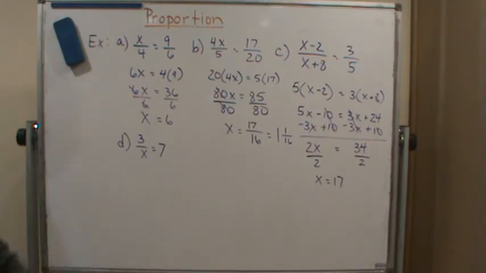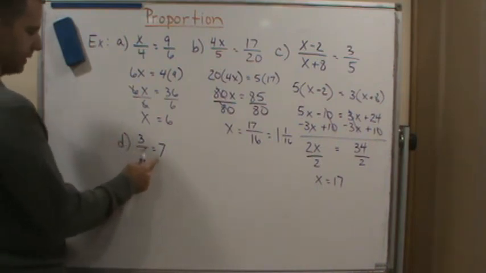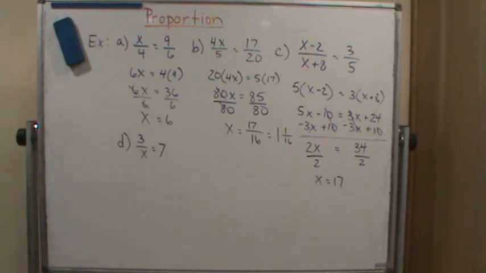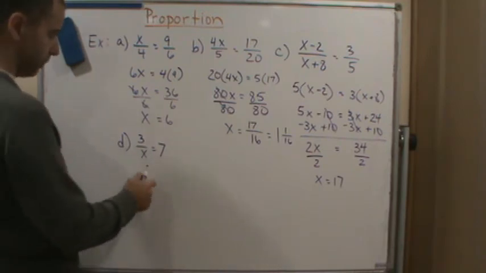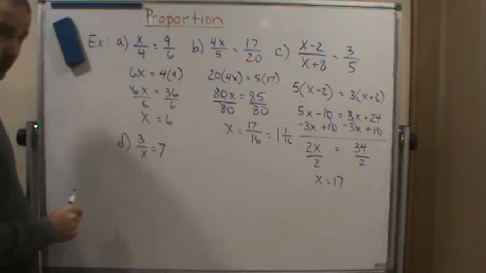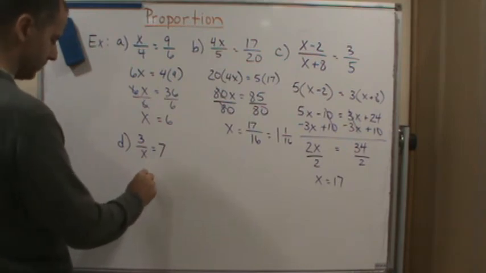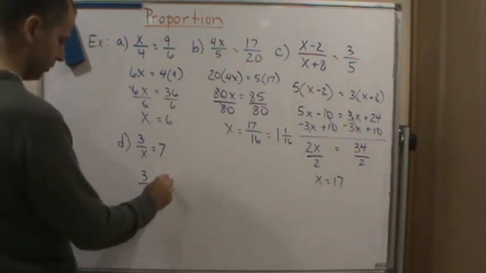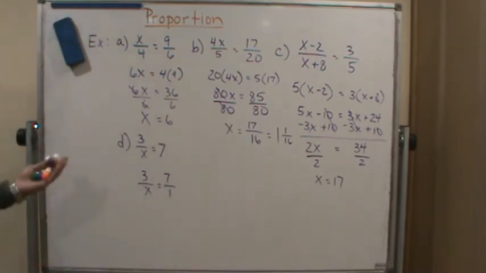Okay, let's do one more. So now here I've got 3 divided by x over 7. Well, let me write this. Right now it doesn't look like a proportion, but we can easily make it into a proportion by rewriting the 7 as 7 over 1. So this would be the same as 3 over x is equal to 7 over 1, because 7 divided by 1 is the same as 7.